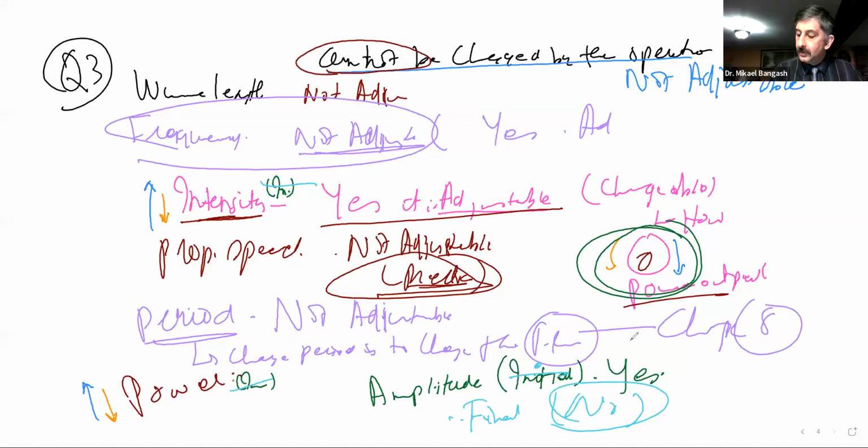Okay, my dear. So if it said final, then it would not have been adjustable. Clear? For your power, intensity, and amplitude, by initial, that is adjustable. Okay, guys. Next questions.